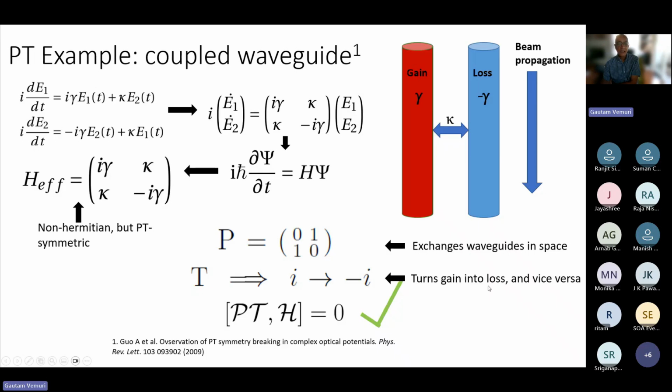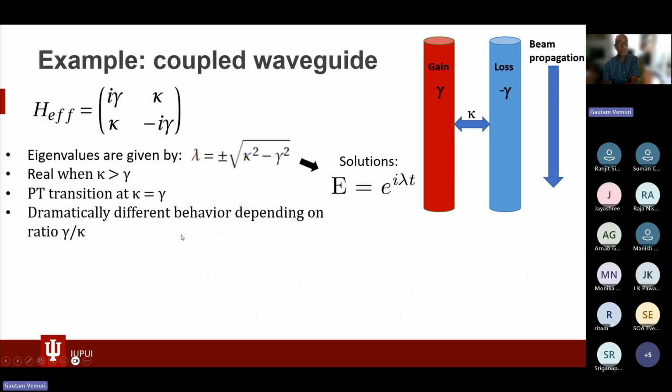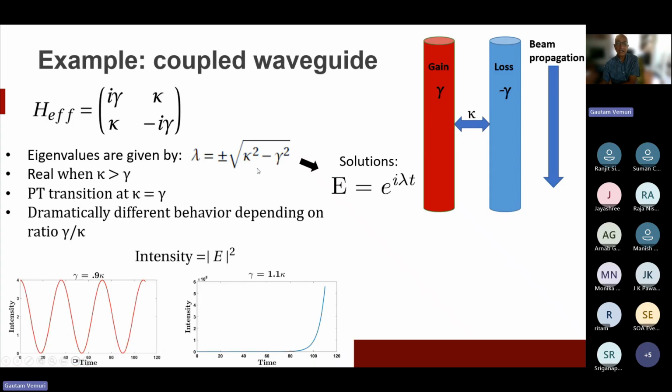Okay, so this is the Hamiltonian, and then to the question that was just asked, its eigenvalues are given by the square root of the coupling squared minus gamma squared. And this, as you can see, can have either real or complex eigenvalues depending on the relative values of kappa and gamma. The behavior can be quite different depending on whether the eigenvalues are real or complex. So let's first take the case of the real eigenvalues. In that case, when I say intensity, you can just think of it as the norm of the wave function.